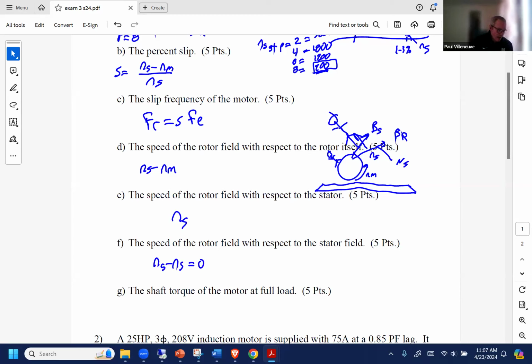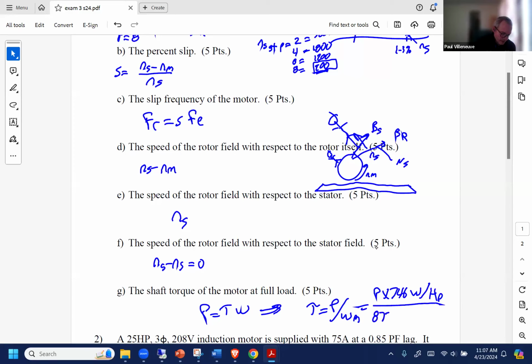And then the shaft torque at full load. So this is pretty easy. Power equals torque times omega. So you have to solve this equation for torque: power divided by omega, and this is omega sub m. So I need to take my power and multiply that by 746 watts per horsepower, because the power is in horsepower. And then I have to convert 873, which is an RPM, to radians per second.